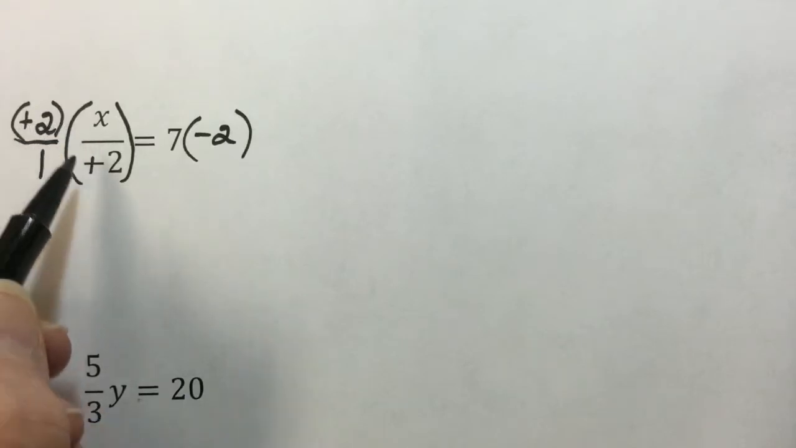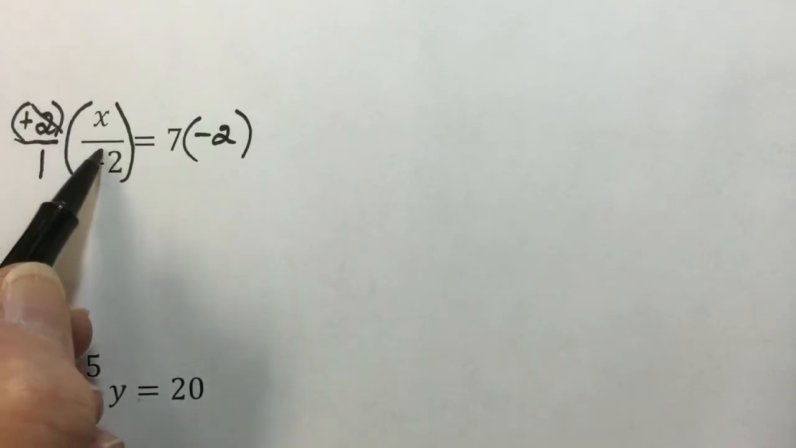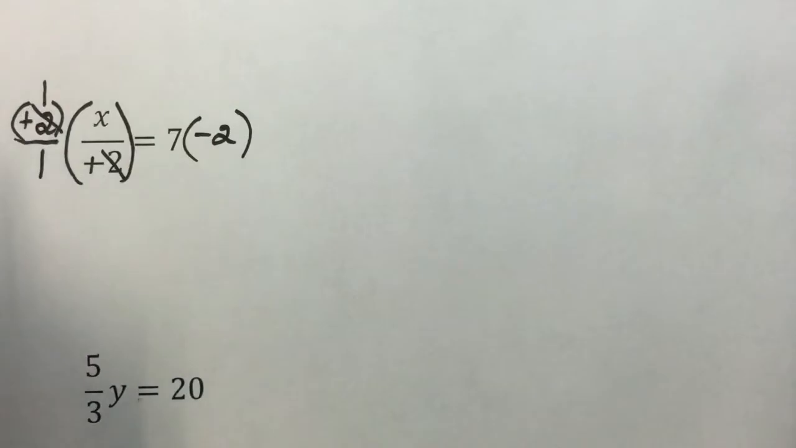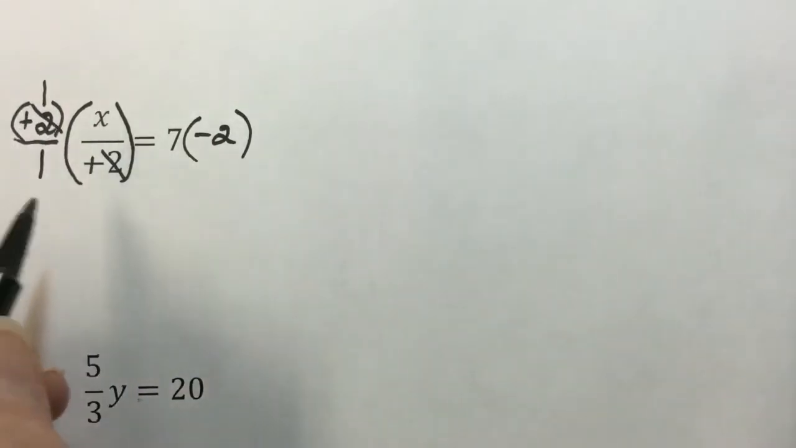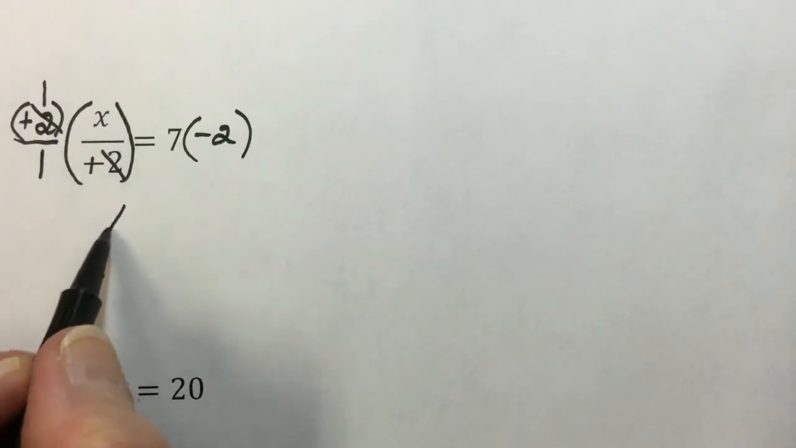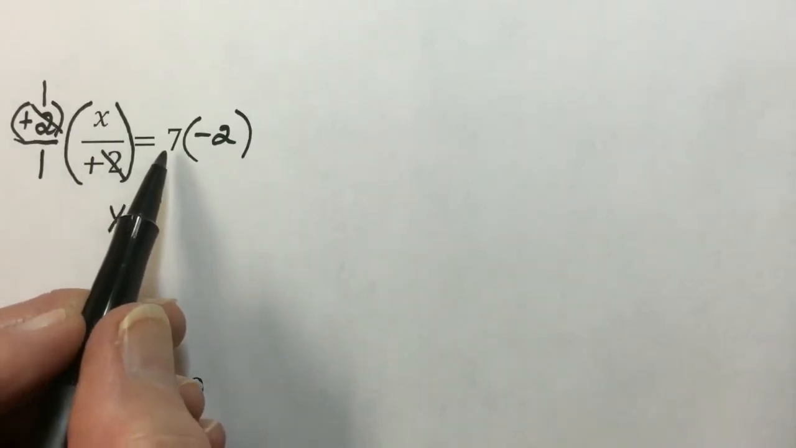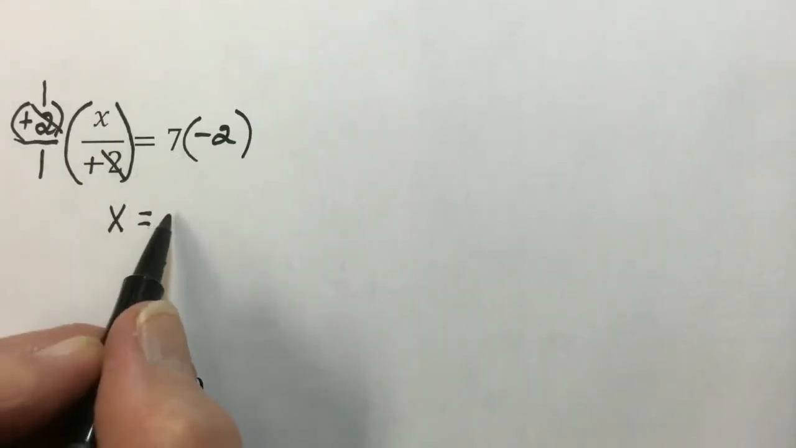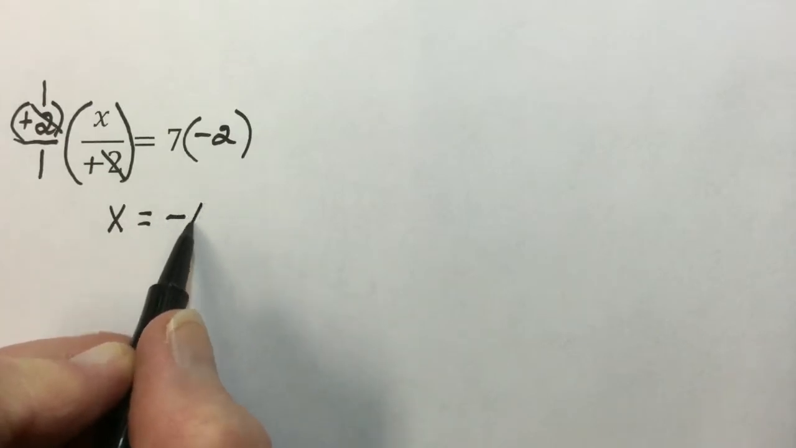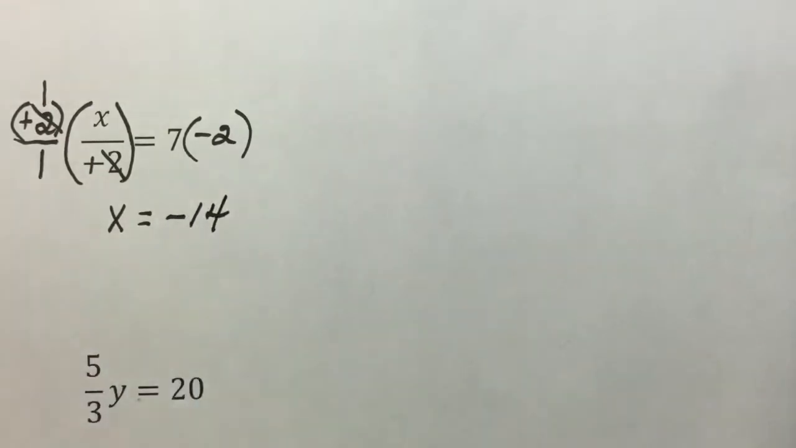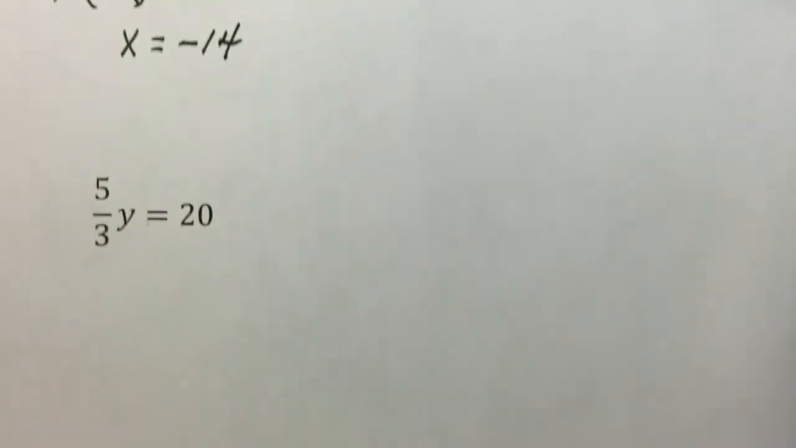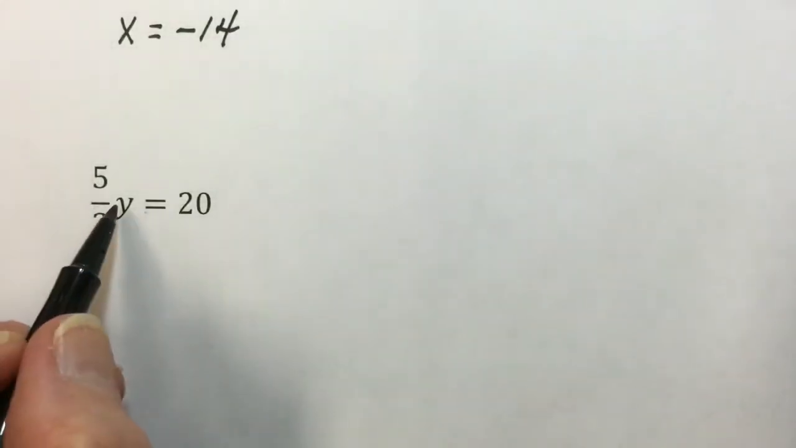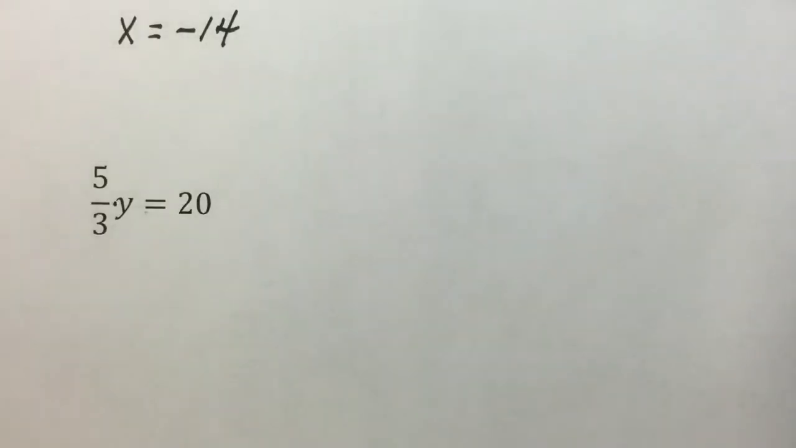A factor of 2 in the numerator over a factor of 2 in the denominator cancel out and are equivalent to a 1. That leaves 1 times x over 1, which is x. And on the right side, a positive times a negative is a negative, and simplifying the multiplication, we have a -14 for a solution. In this next problem, the variable is being multiplied, and perhaps you would consider division.